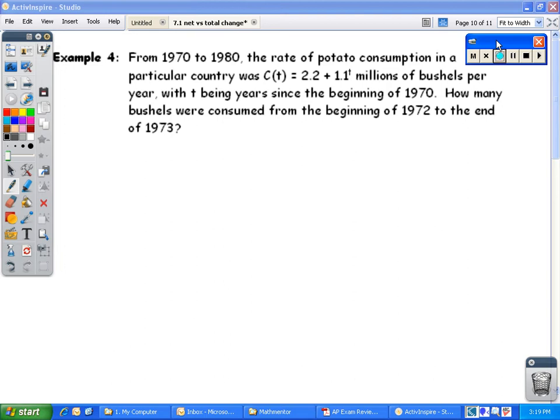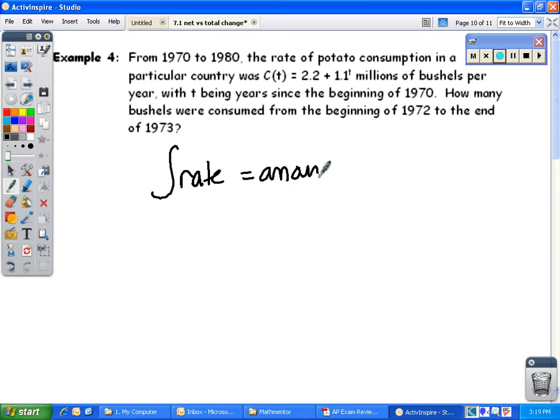So let's look at this. The general formula is that if you integrate a rate, you get an amount. So if I integrate this C of t, I'm going to get how many potatoes were consumed. Part of the trick here is finding out what your bounds should be. This is the number of bushels from the beginning of 1970. So from 1970 to 1971 would be 1 year. That would be from 0 to 1. So from 71 to 72 would be from 1 to 2. So starting at the beginning of 1972, that's going to be 2. And to the end of 1973, that's 2 whole years. So that's going to go from 2 to 4.